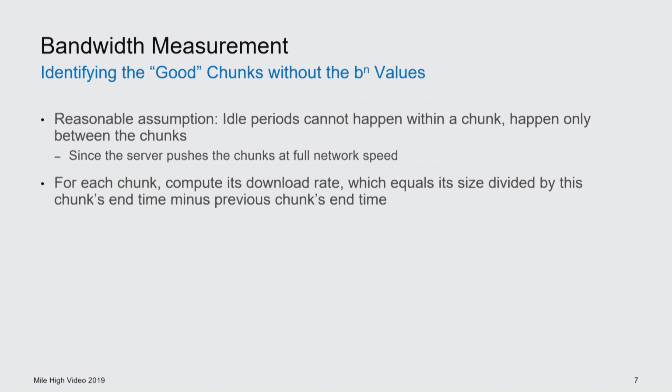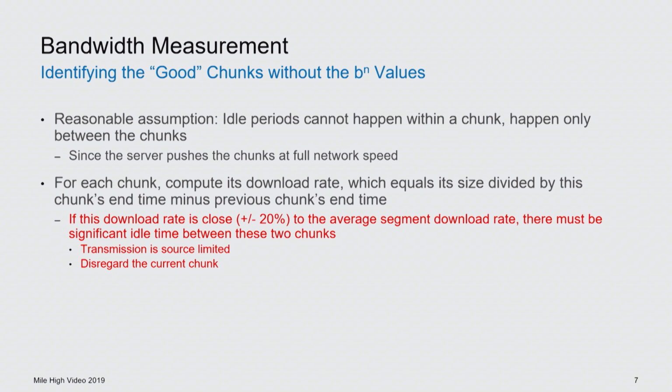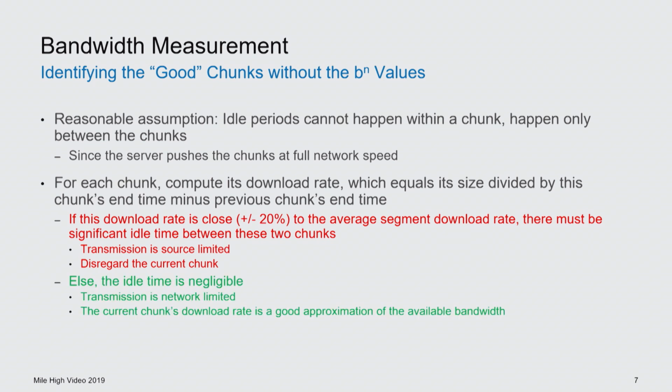Also, for each chunk, we calculate the download rate by using the previous chunk end time and the current chunk end time instead of the beginning time, and we try to measure its speed as compared to the segment download rate. If it is within a small margin, we say that it is source limited, and we discard it. It is that simple. If the chunk download rate is within the segment download rate, that shows that it's a bad chunk, and that's not supposed to be included in the bandwidth prediction. Otherwise, we have a good chunk, and that's what we take into account in our bandwidth prediction.